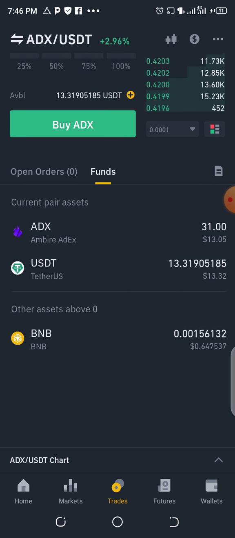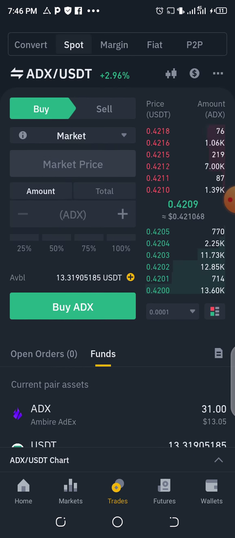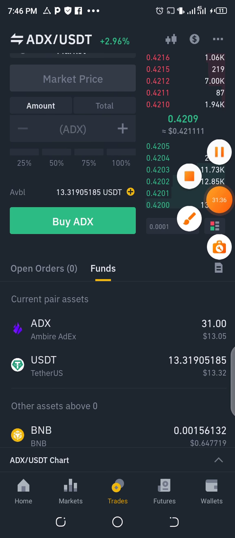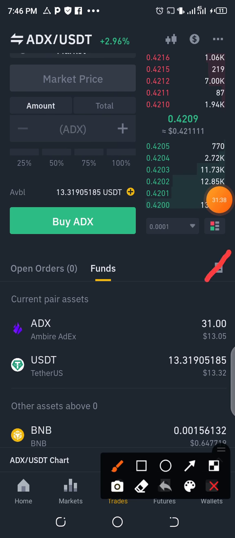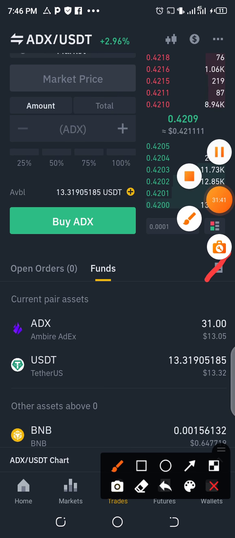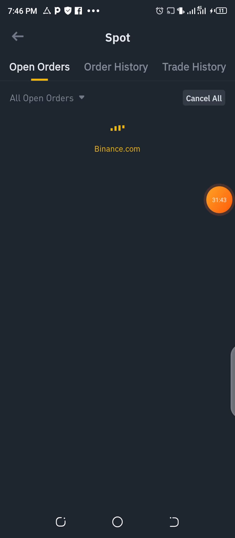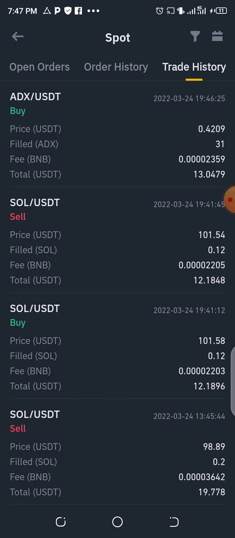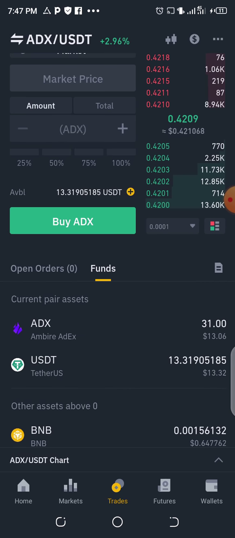So when you click on fund, you see ADS, Ambaya Hades, $13. So if you want to see where you buy this trade or where you enter the market, click this button here that I'm showing. Click on it. At the top, click on trade history. You find out that I bought at 0.4209. So I'm going back. 0.4209 is the place where I bought this coin.